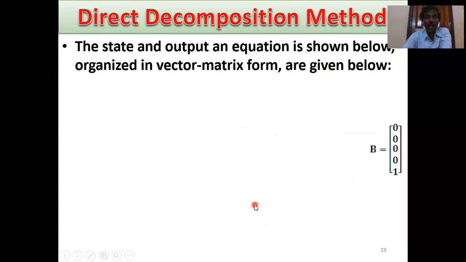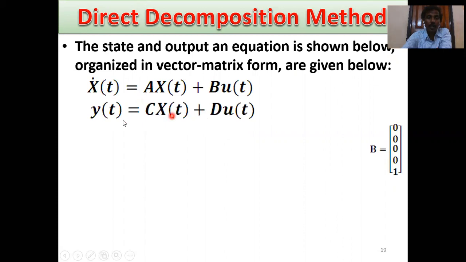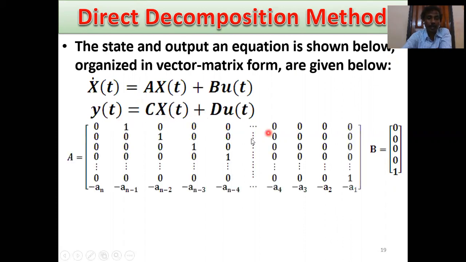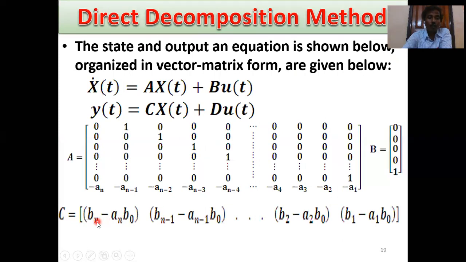The state and output equations are shown below. x dot equals Ax plus Bu of t, y of t equals Cx plus Du of t, where A equals this matrix, B equals 0, 0, 0, dot dot dot, 1, and C equals bn minus an b0, bn minus 1 minus an minus 1 b0, dot dot dot, b1 minus a1 b0. This is C, and D equals b0. This is the important value. D equals b0.